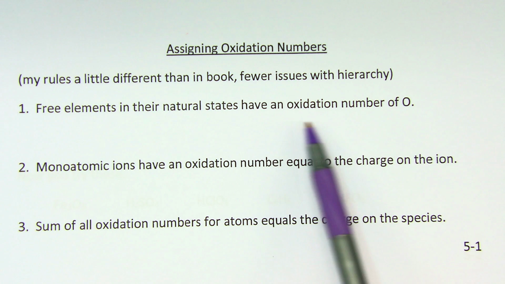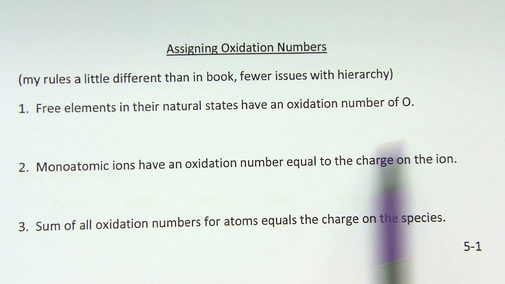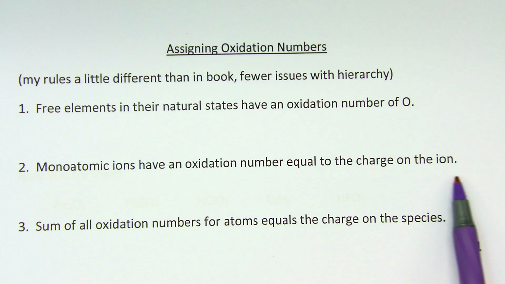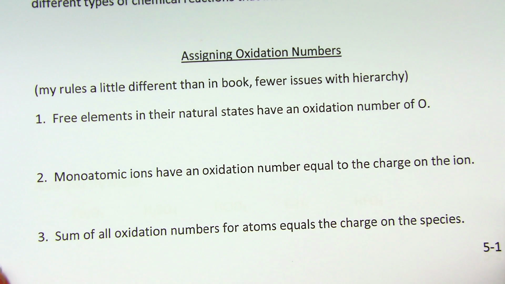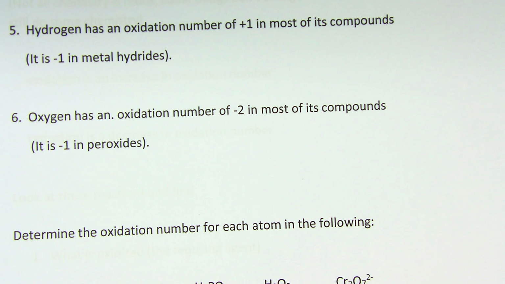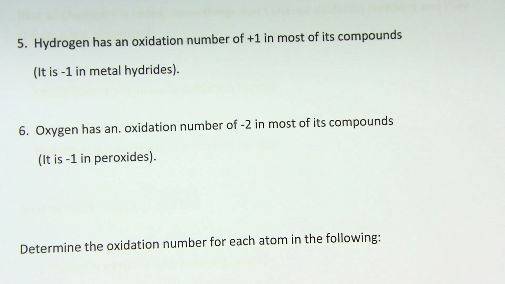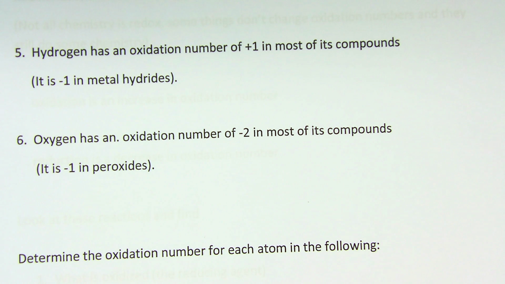Free elements in their natural states have an oxidation number of 0. Monoatomic ions have oxidation number equal to the charge on the ion. The sum of all oxidation numbers equals the charge on the species. Fluorine is -1 in compounds always. Hydrogen is usually +1 unless it's a metal hydride when it's -1. Oxygen is -2 unless it's a peroxide, and then it's -1.